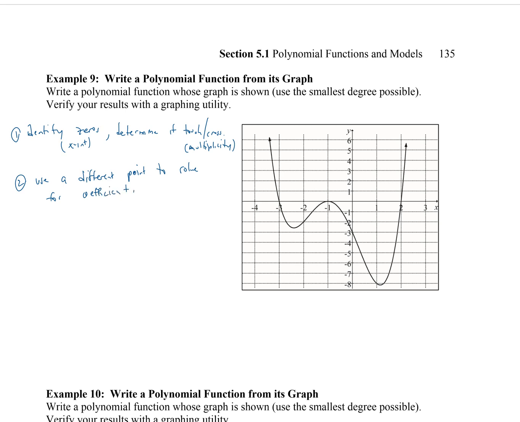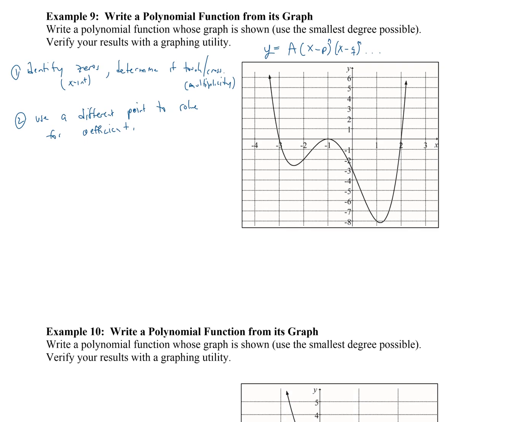So the equation is always going to look something like this. Y equals a times x minus p times x minus q, et cetera, depending on the number of factors. And they're all raised to some kind of power, depending whether it bounces or crosses, right? So it's actually quite simple.